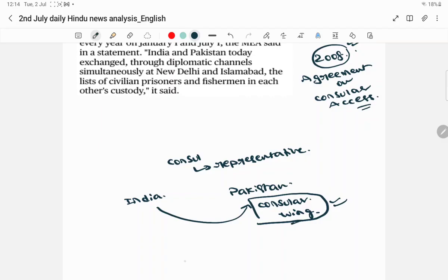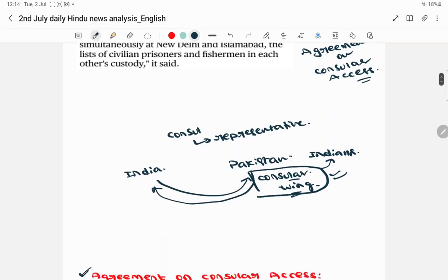And what is the duty of this particular consular wing? The duty is that for all the Indians who are there in Pakistan, this consular wing is concerned with their welfare, and vice versa. Similarly, Pakistan will also have their own consular wing in our country. It's not specific to India and Pakistan, it is applicable to all countries. We will have an embassy and a consular wing. A consular is not a diplomat, please be clear. He is just a representative of our country who is concerned about our country's people in that host country.